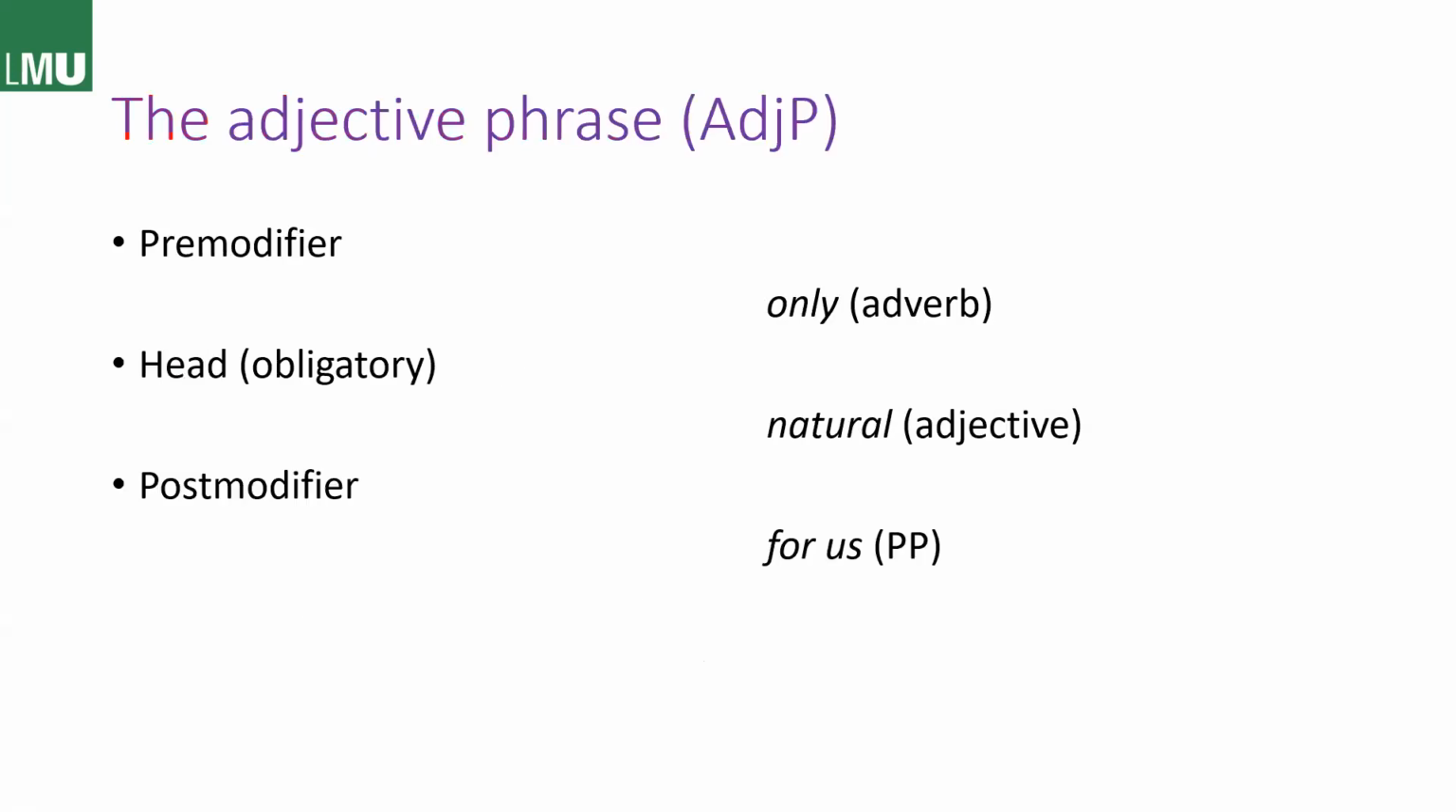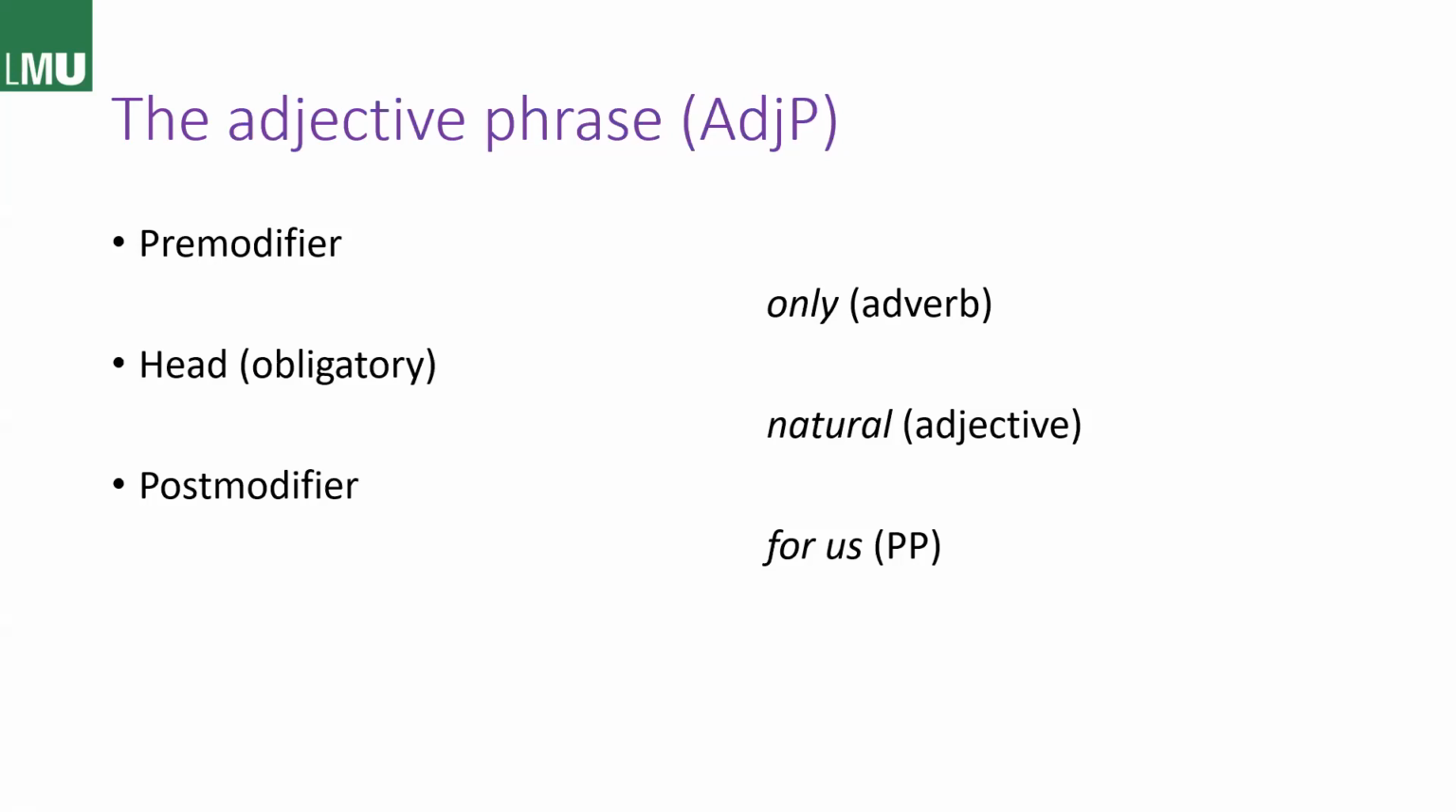Then we've got the adjective phrase. In the adjective phrase, we've got a similar structure to the noun phrase, just without the determiner or determinative. And we again have a head, which is the obligatory part, and always an adjective. And in that example, it's "natural". So the example altogether would be "only natural for us".